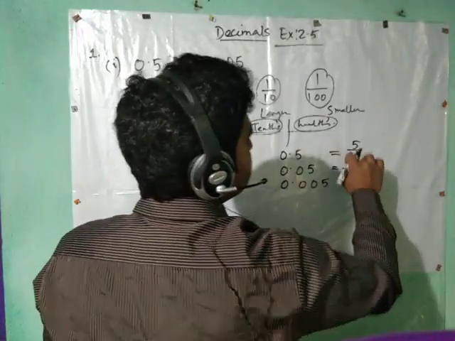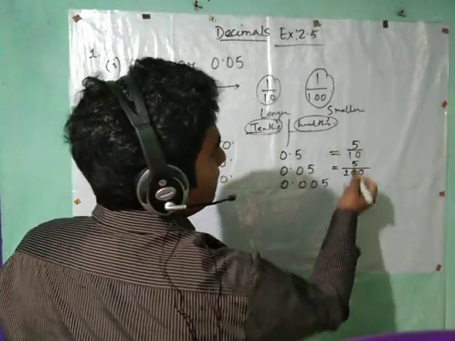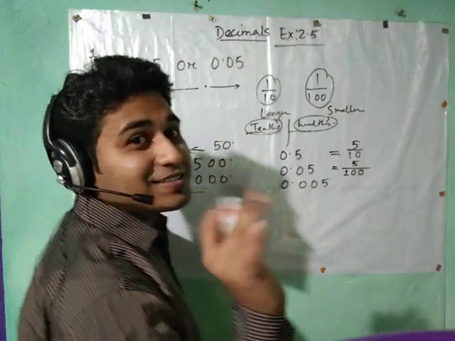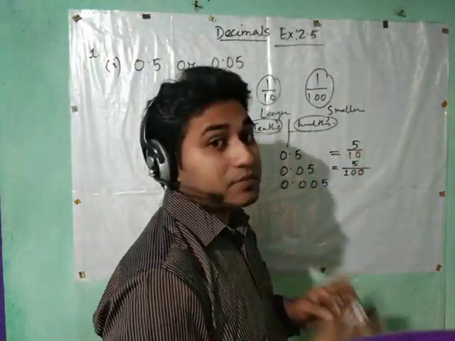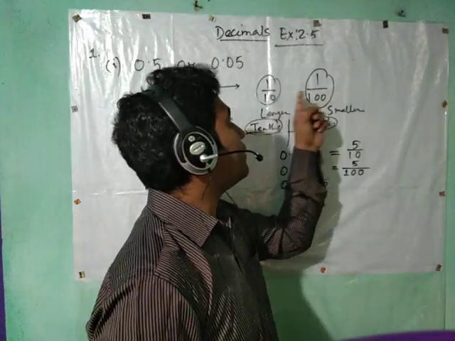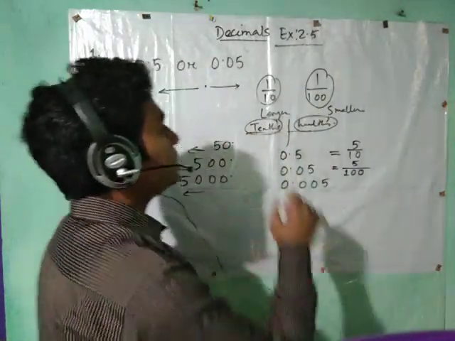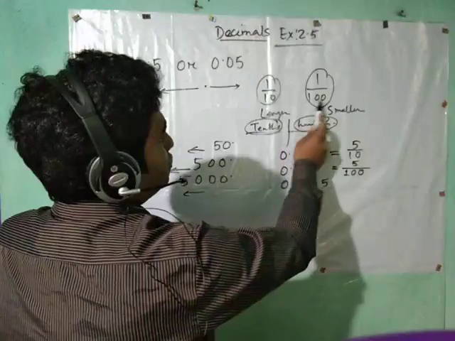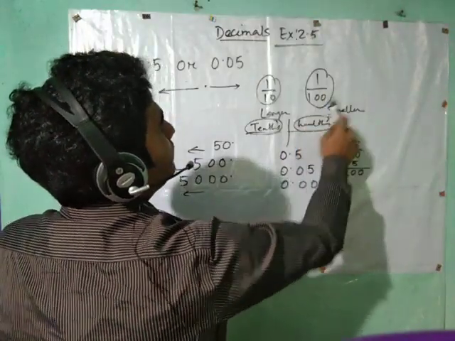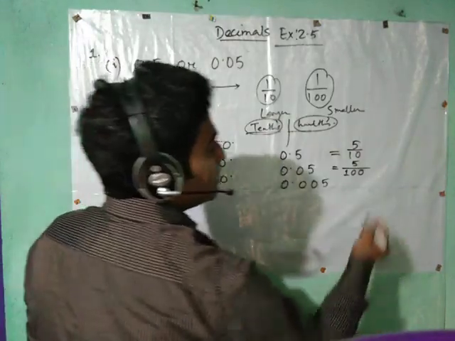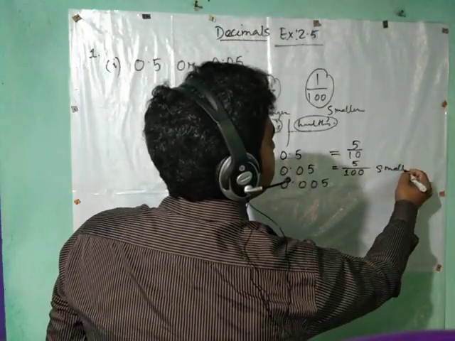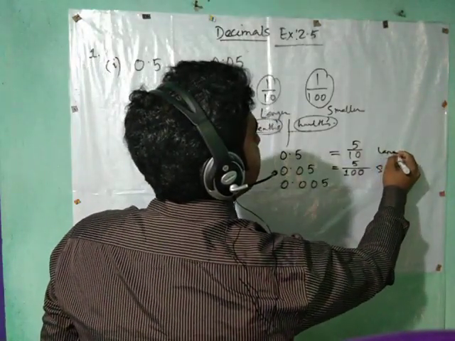Now if you compare them, you will see that both the numerators are again the same, 5 and 5, isn't it? Since they are the same, the first rule of comparison will be applicable. जो बड़ा होगा नीचे वाला, उसका value छोटा होगा. 100 is greater than 10, we all know. That means this is smaller again, and this is larger.